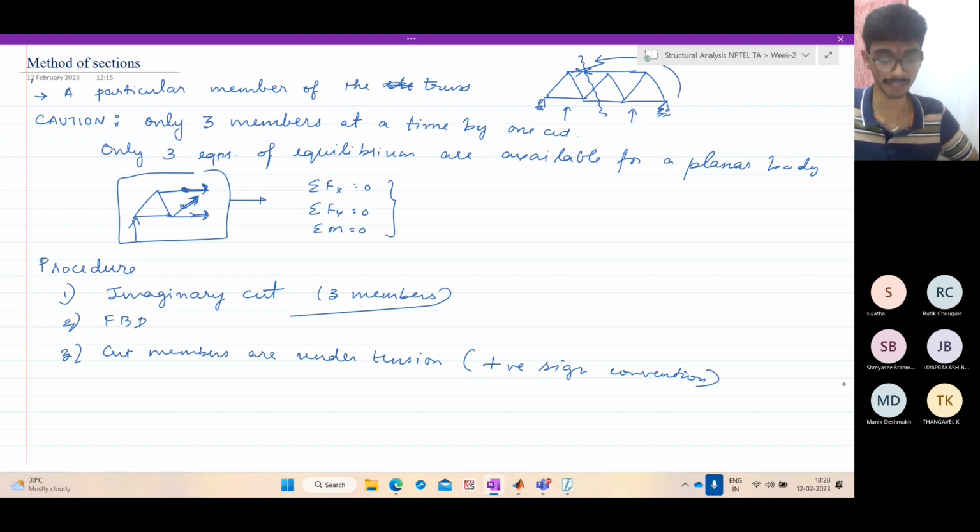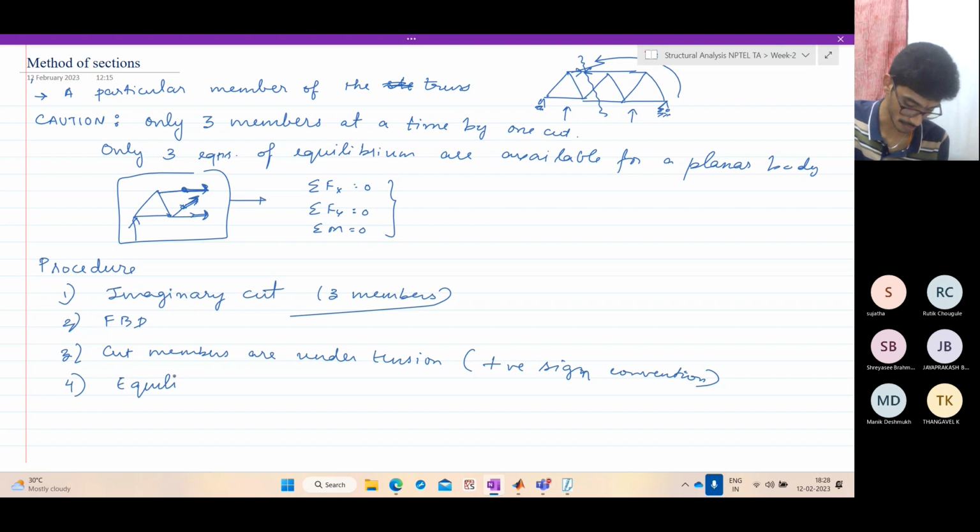You have to use a consistent sign convention, either tension as positive or compression as positive. In most cases, in civil engineering and structural engineering, people take tension as positive. In geotechnical, normally people take compression as positive. Anyway, once you get it, again enforce the equilibrium equations. So this is the procedure. Now, there are certain tricks which will help you in problem solving.